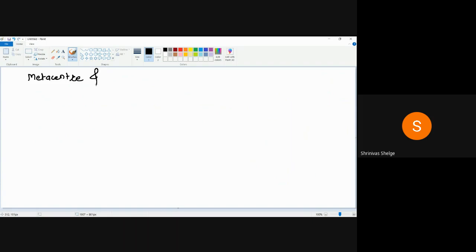Meta center and metacentric height. Correct. So first we will try to understand what is meta center, and after that we will go for the metacentric height. Again, I will take one situation to understand the meta center.